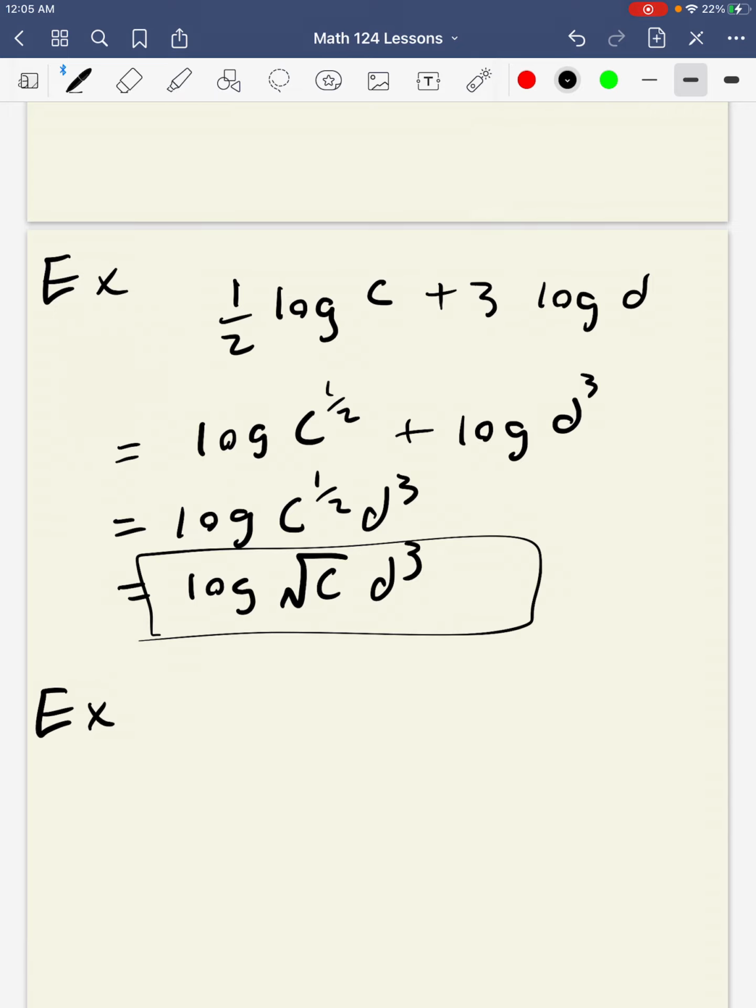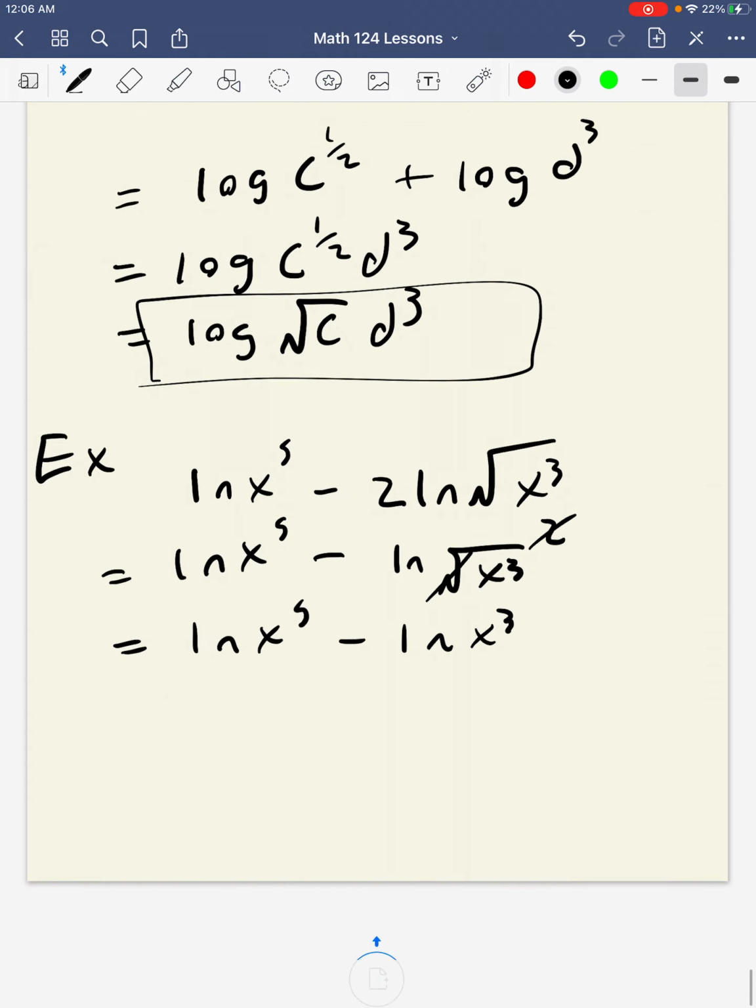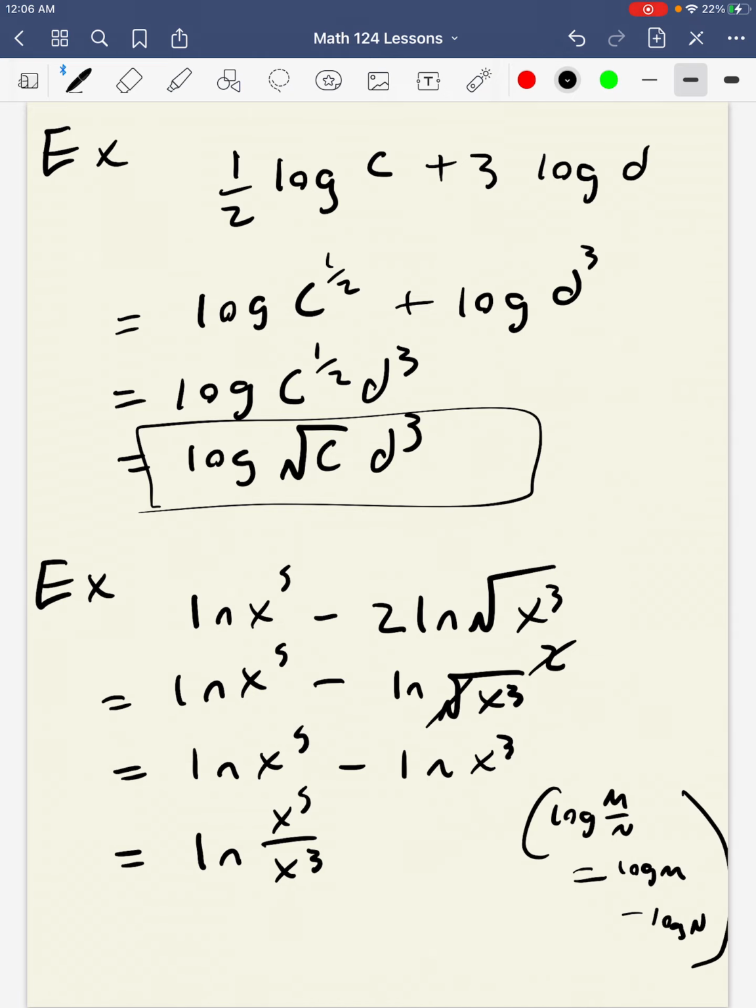Let's try to look at a problem with minus signs. Say we have log x to the 5 minus 2 log square root x cubed. We want to rewrite this as a single logarithm. Well, first we have to put this 2 back into the exponent place, and luckily the square and the square root will cancel out when we do that. Okay, so we have log x to the 5th minus log x cubed. And now using the division formula, that equals log of x to the 5th over x cubed. Right, we are using this formula here.